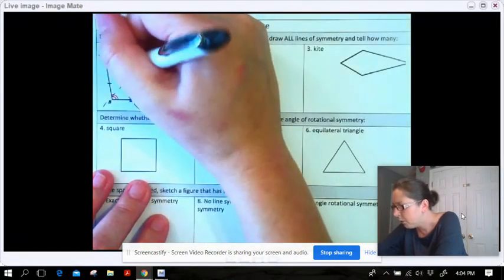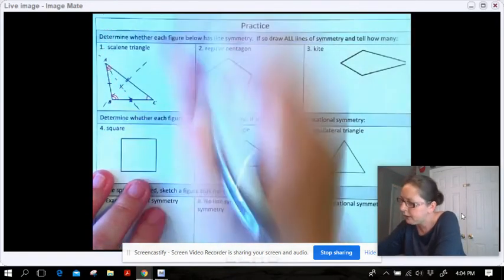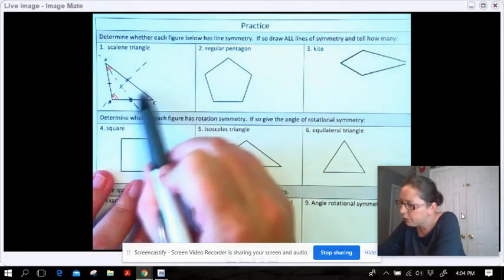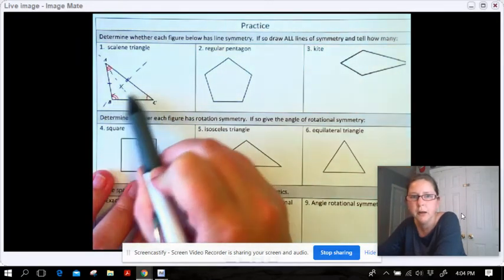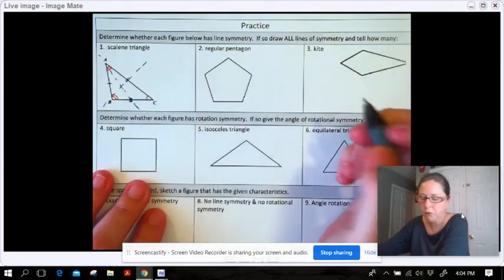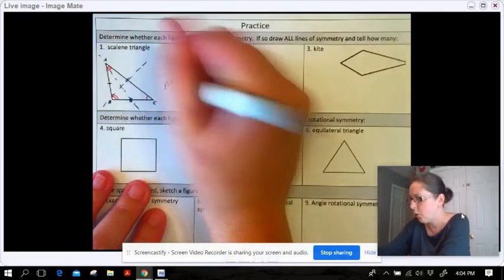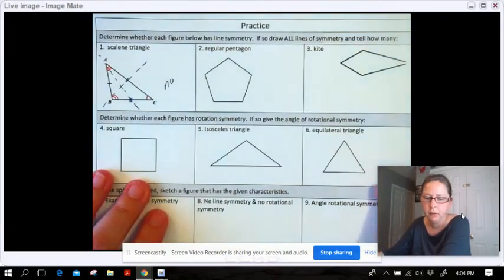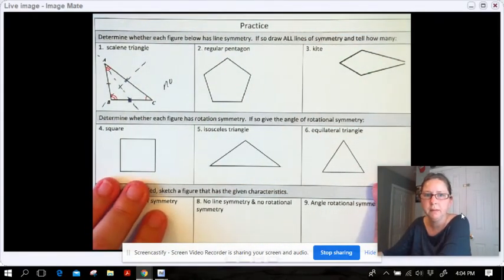So this line right here, you can see that the left side of the triangle and the right side of the triangle are not the same on both sides. They look different. So the answer to this one is no. All right. What about on our regular pentagon?